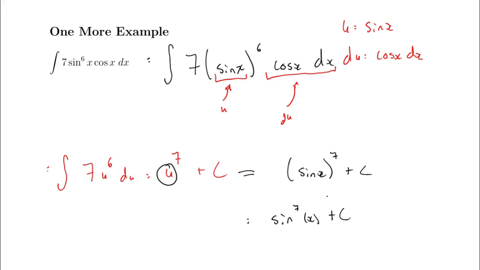plus c. Now, a good question that we can ask is, how do we check our answer? Well, we started off this video saying we're going to undo the chain rule, right? So if you want to check your answer, just differentiate this, and notice you're going to use the chain rule here. So use the chain rule, find the derivative of sine to the 7th of x, and you should get this. So that works out pretty nicely.